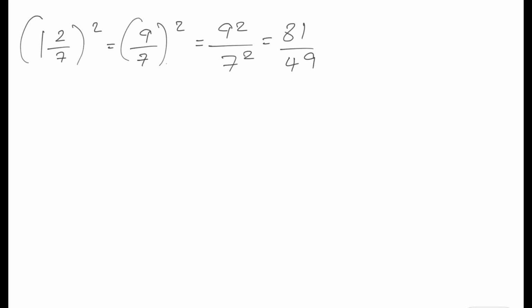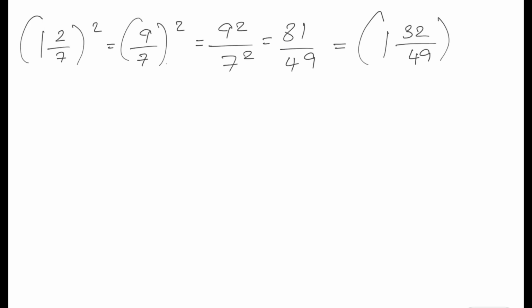And what we're going to do is put the number back into the same format as the original question. So as the original question was in a mixed number format, we are now going to convert that back into a mixed number format, which gives us 1 and 32 over 49.